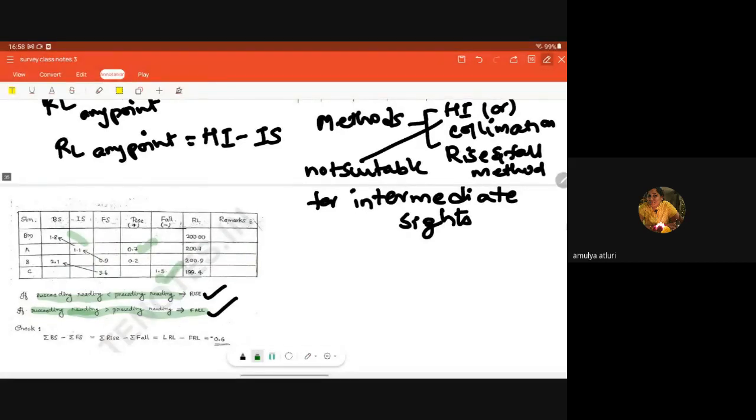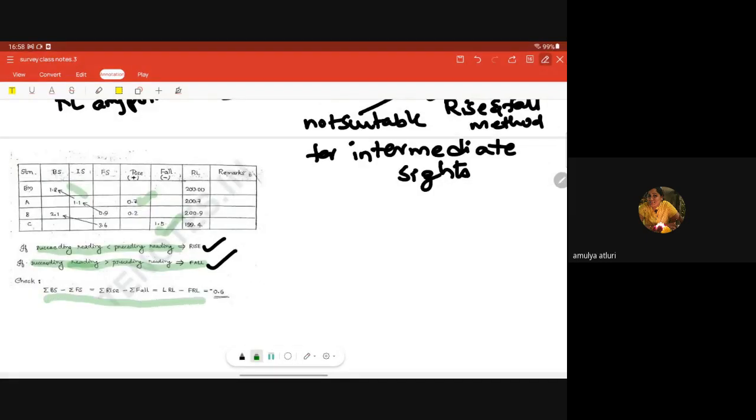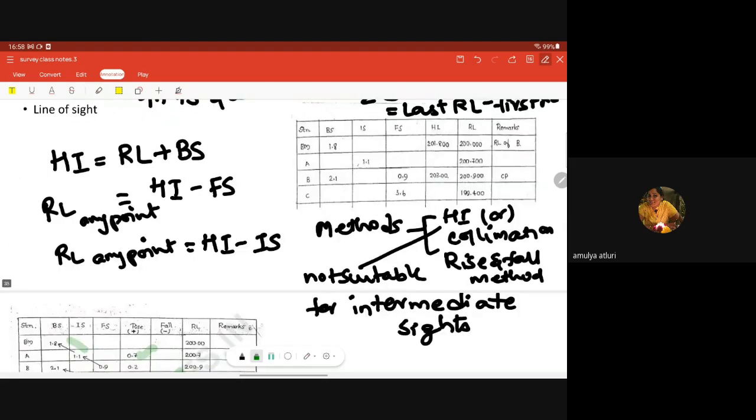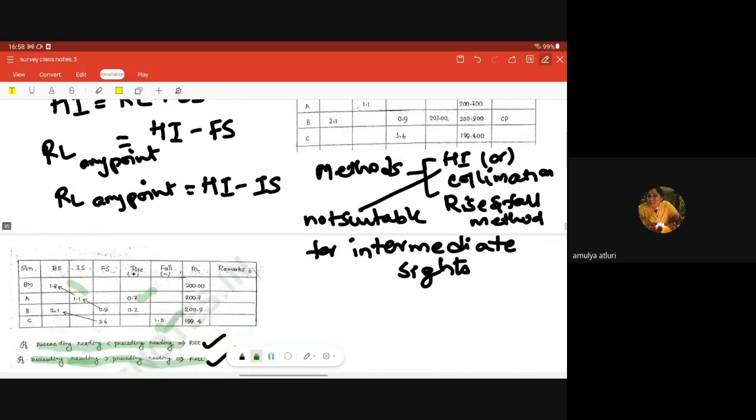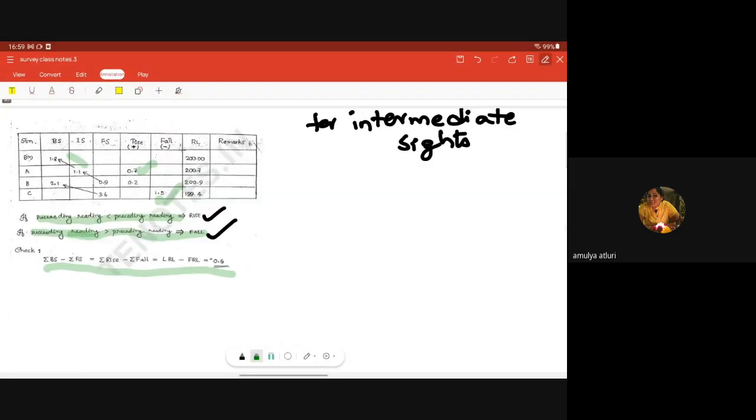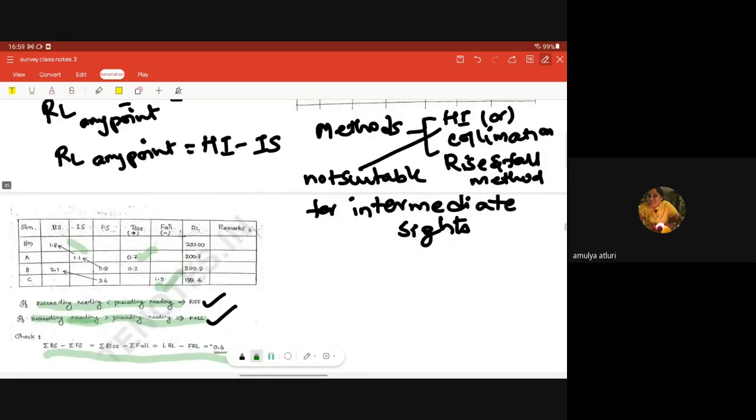Okay, so what is the check? The check is sigma BS minus sigma FS, backside minus foresight, is equal to sigma rise minus sigma fall. We have to check it. If it is 0.6, yes, so the reduced level is 0.6. So these are the two methods: HI, height of the instrument method or collimation method, and rise and fall method.